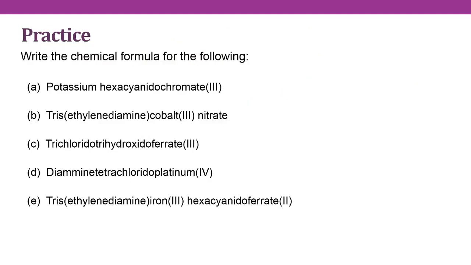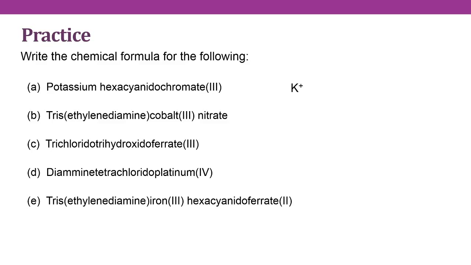The best way to demonstrate what we have learned so far is to do another set of examples. If you want to do the problems yourself, you may pause the video now and unpause once you have written the formulas for the 5 compounds. Our first example is potassium hexacyanidochromate(III).